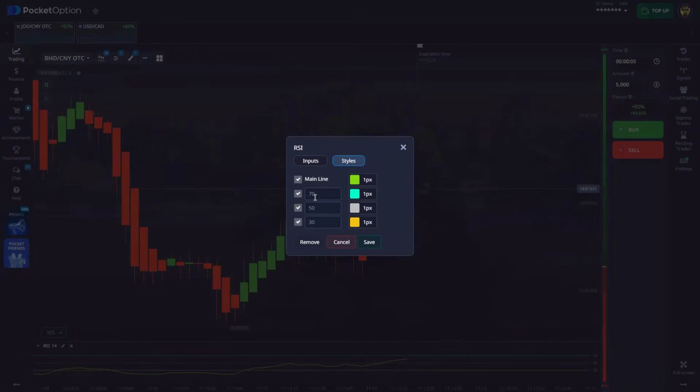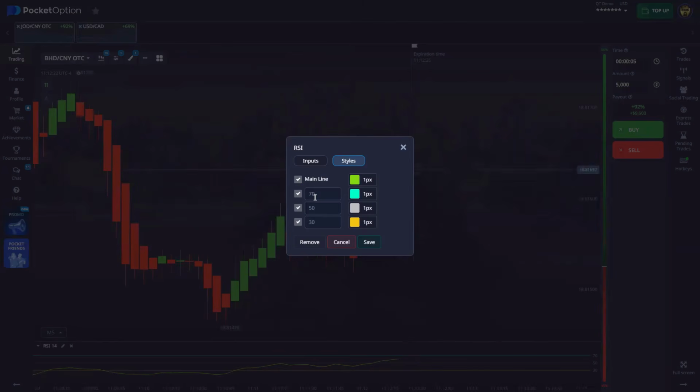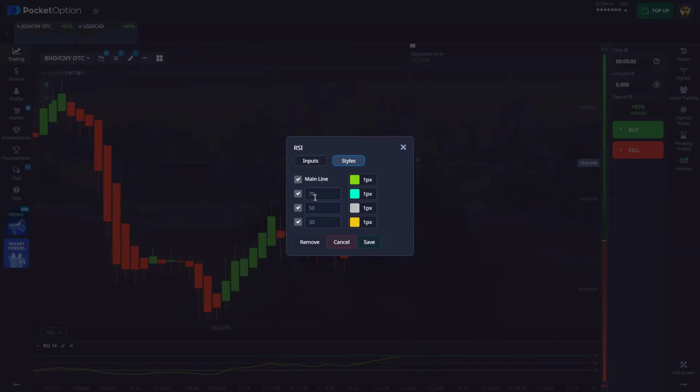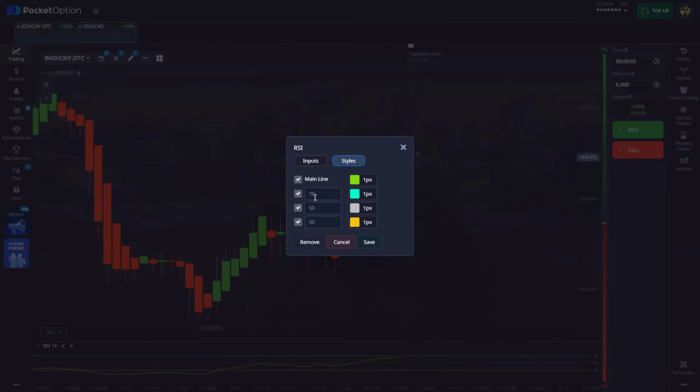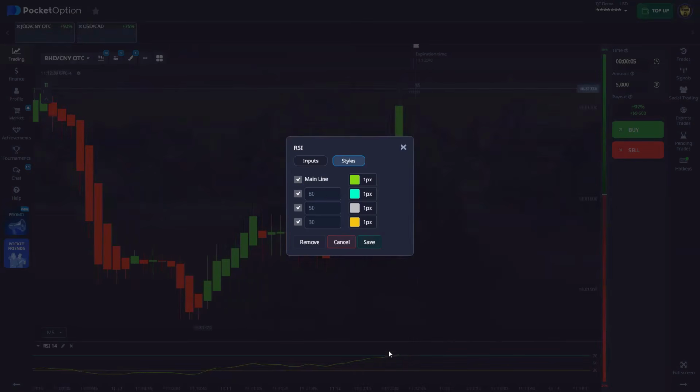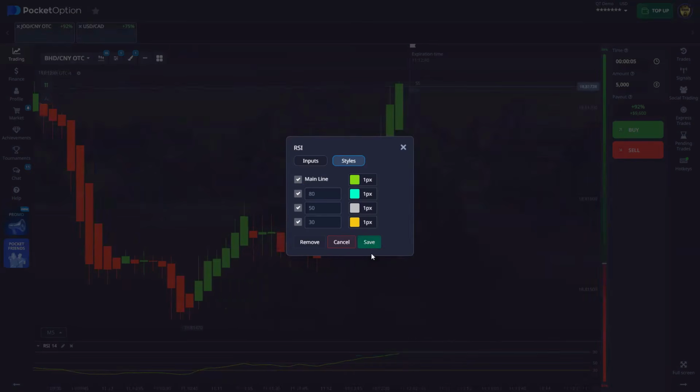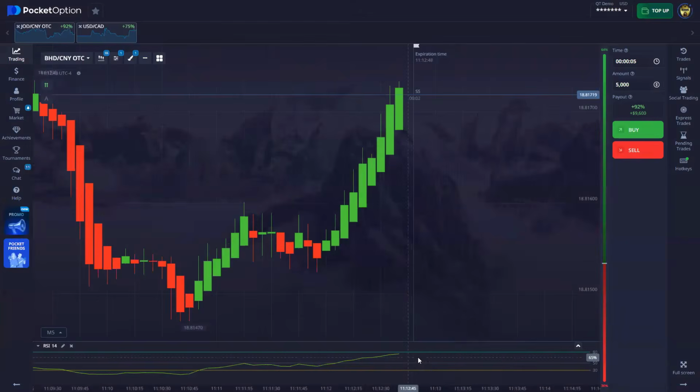So when the RSI pushes above 70, buyers might be getting tired. When it's below 30, sellers could be running out of steam. This is like an early warning system for when reversals are getting ready to happen. Now, depending on how the market is moving, you can come here and change it to 80 if you see prices literally going above that. So if I change it to 80, it gives me a little bit more room.